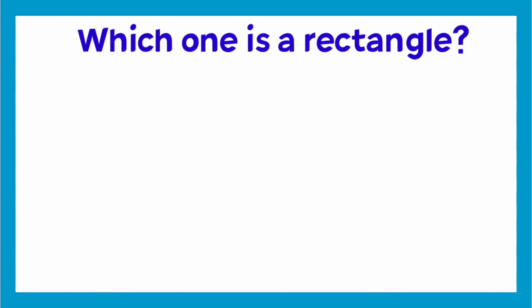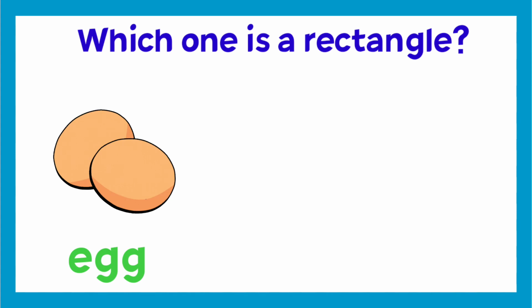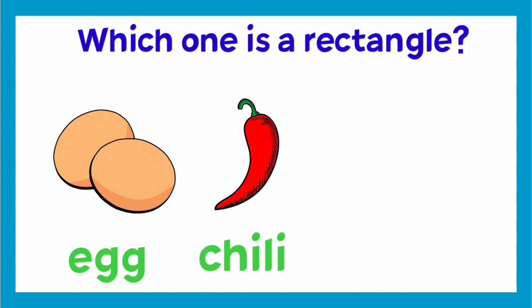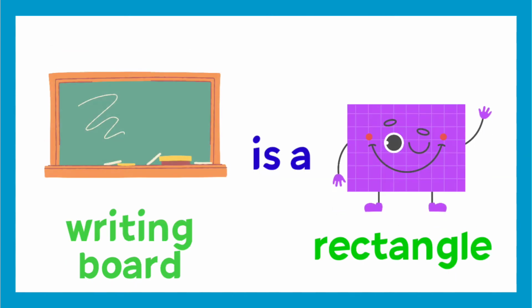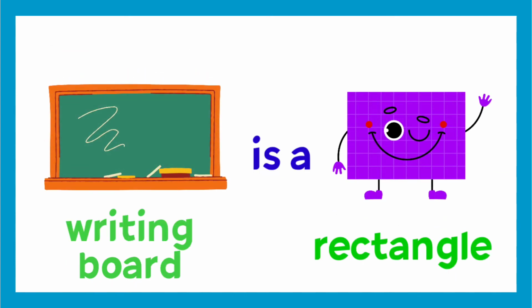Which one is a rectangle? Egg, chili, or writing board? Writing board. A writing board is a rectangle.